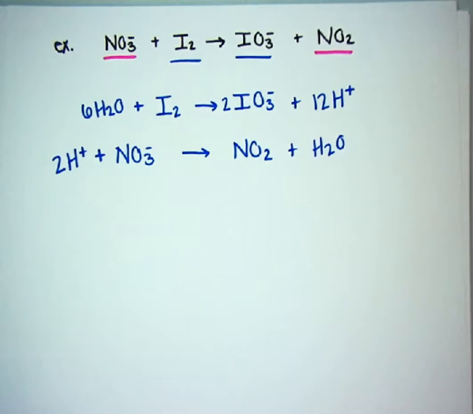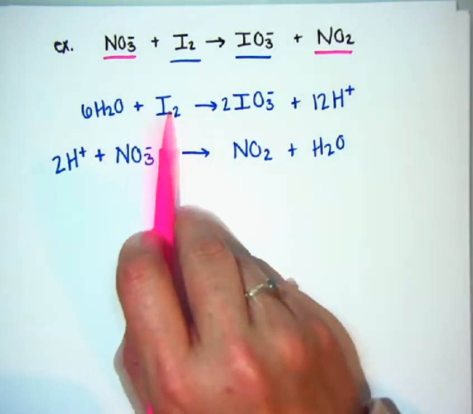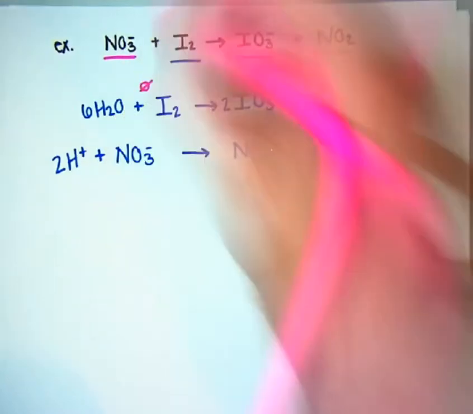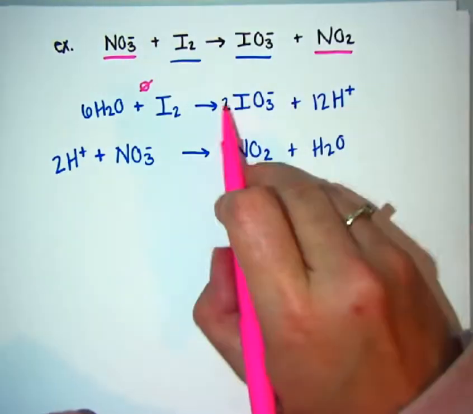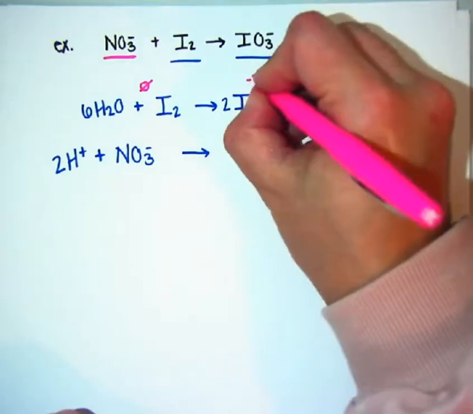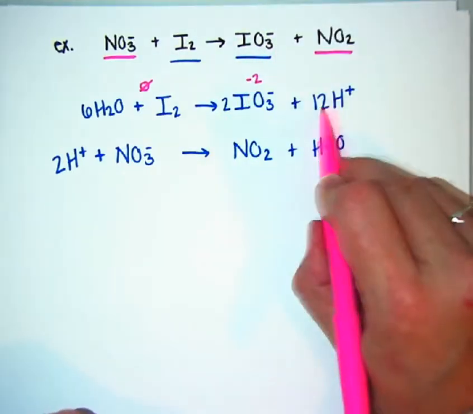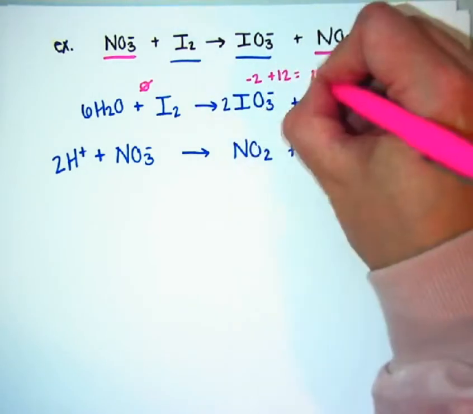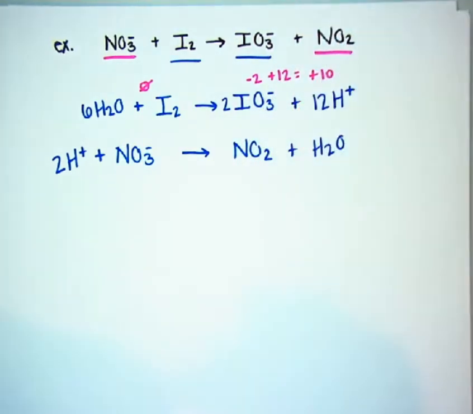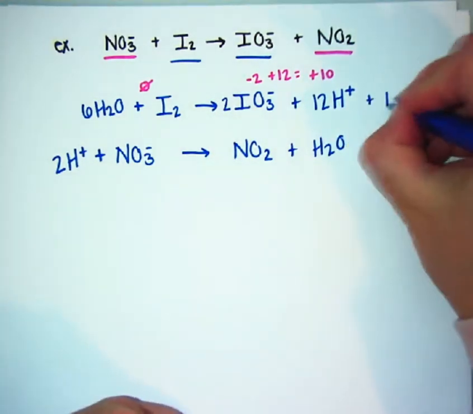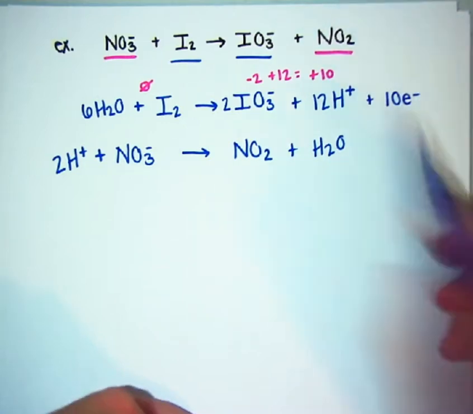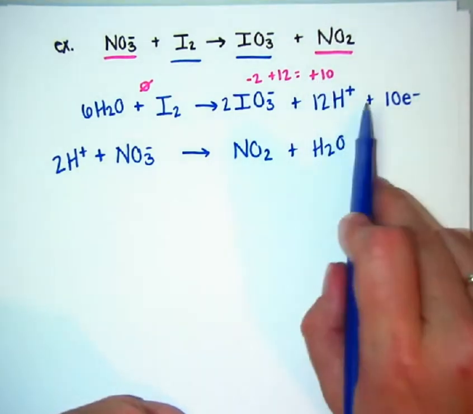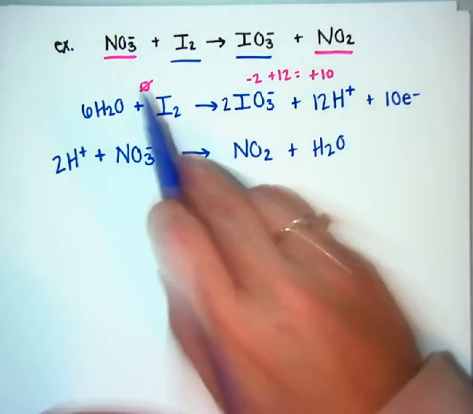Now let's balance charge. Water is neutral, iodine is neutral, net charge is 0. 2 times a -1 gives me -2. 12 times a +1 gives me a +12. So my net charge is +10. I would need to add 10 electrons. 10 positives plus 10 negatives equals 0.